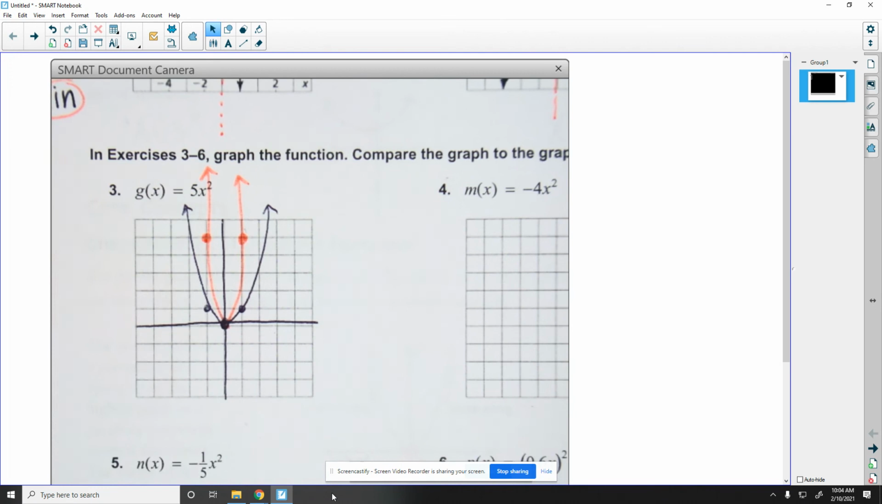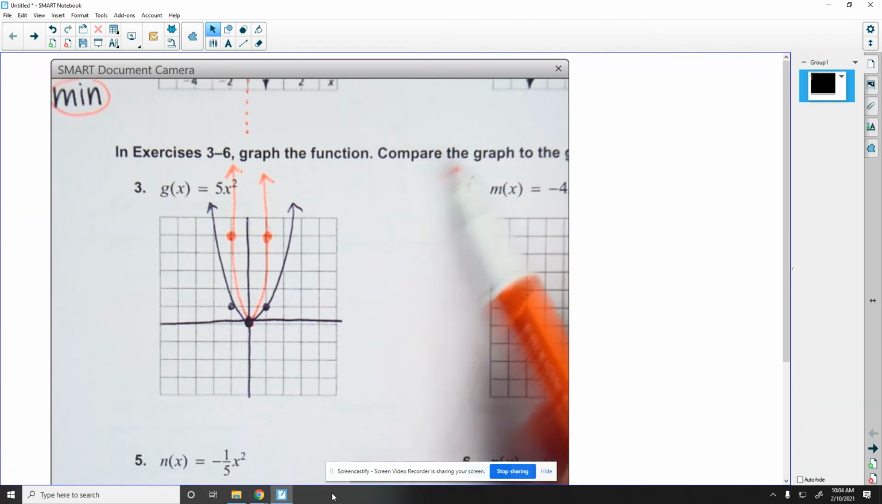So look at how quick that took me to graph, right? I didn't have to put it in my calculator, go to the table, look at the points, plot the points. I mean, I could, but graphing it by hand is so much quicker. Now it says compare them. So what do I compare about them? Because they look different. So what can I say about them?